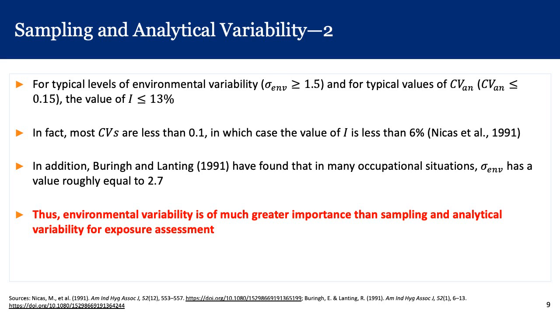There was a paper published in 1991 by Buringh and Lanting that showed that in many occupational settings, the geometric standard deviation sigma has a value roughly around 2.7. But even if you extend that range like I did, even if you extend it to 3, 3.5, and go down to around 1.5, this point still is valid, that the environmental variability is of much greater importance than sampling and analytical variability for exposure assessment.